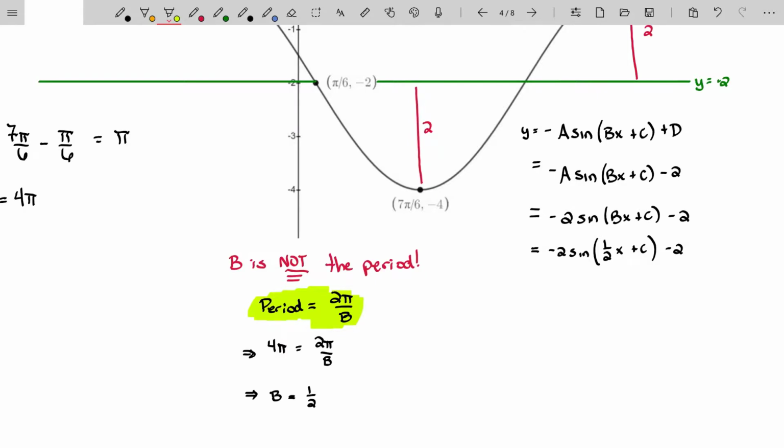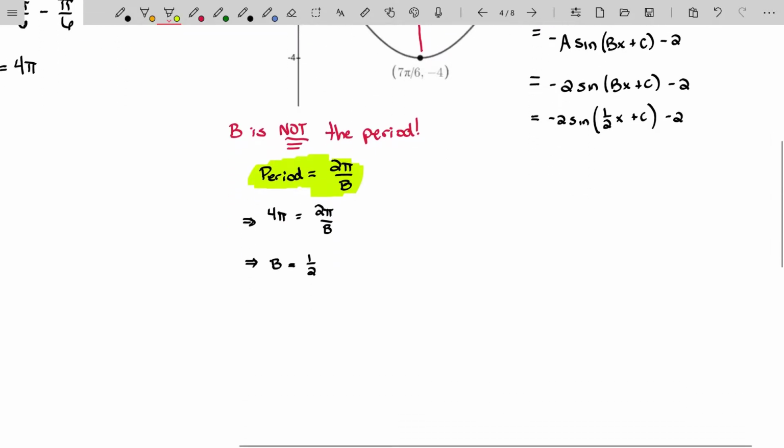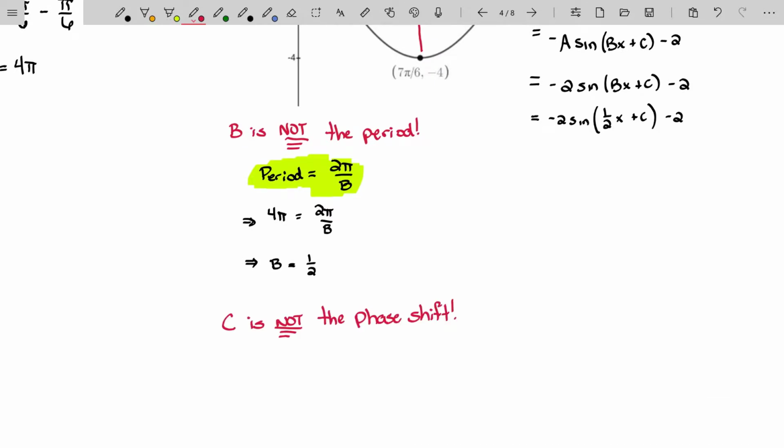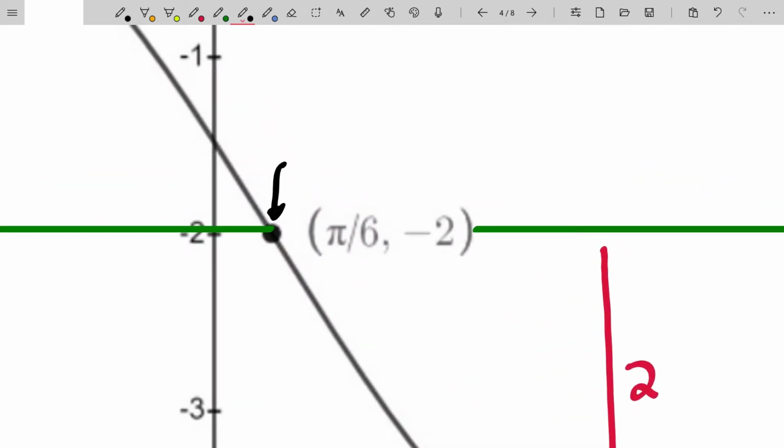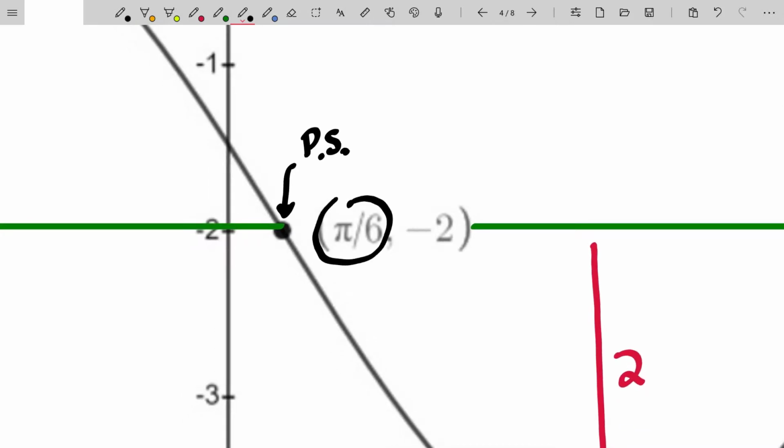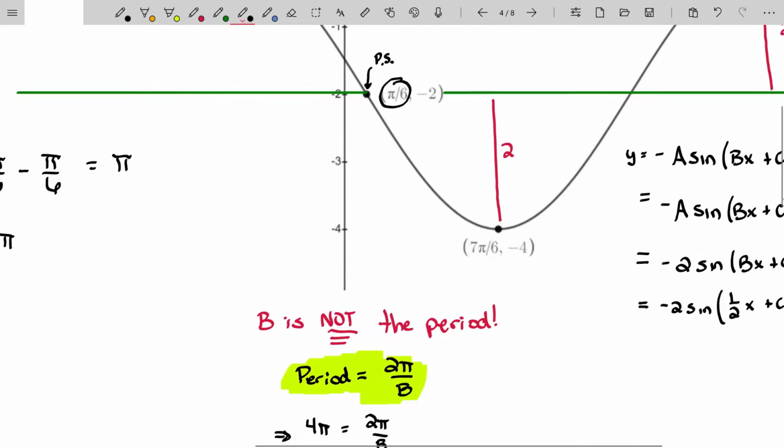Finally, c. Again, I'm going to make a little note here. C is not the phase shift. It's related to the phase shift, just like the period is related to b, but it is not the phase shift. The phase shift is equal to negative c over b. And we happen to know what b is, because we just computed it, and the phase shift is where you start graphing. This is the phase shift right here. So our phase shift is pi over 6. That's where we started graphing. That's the x value for the phase shift.